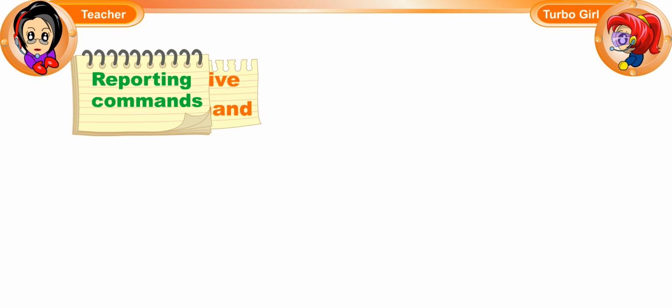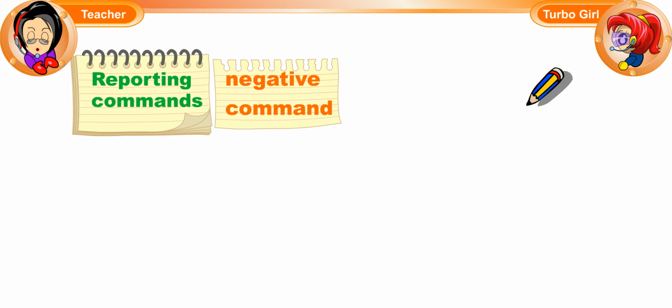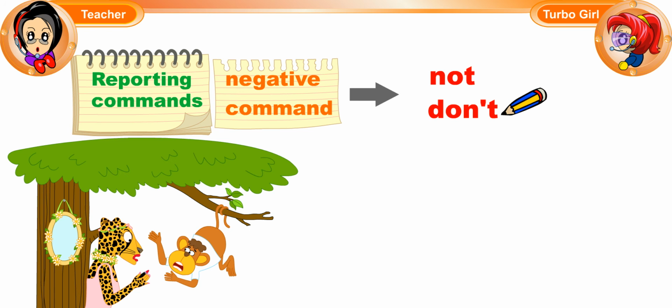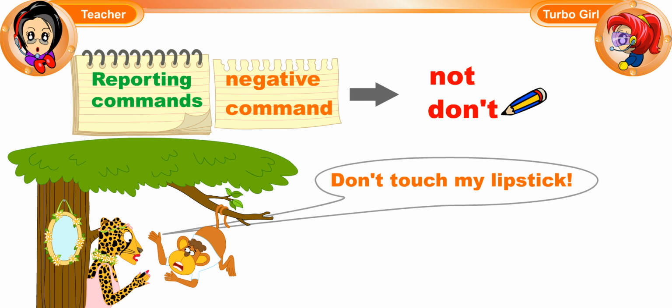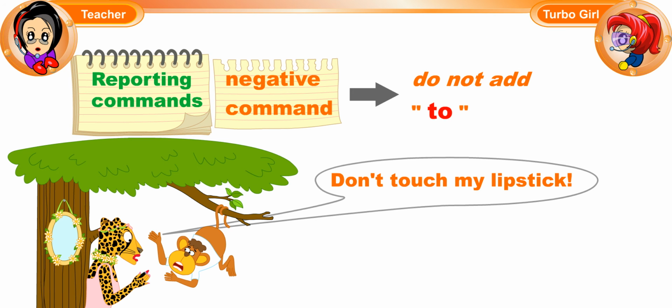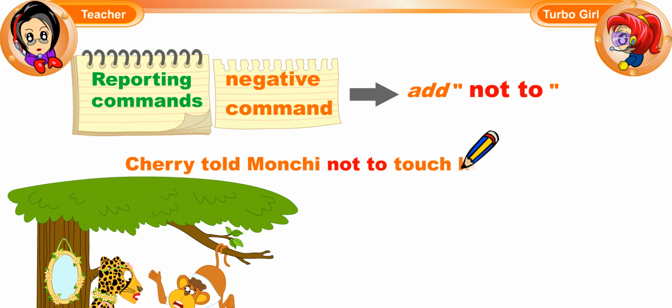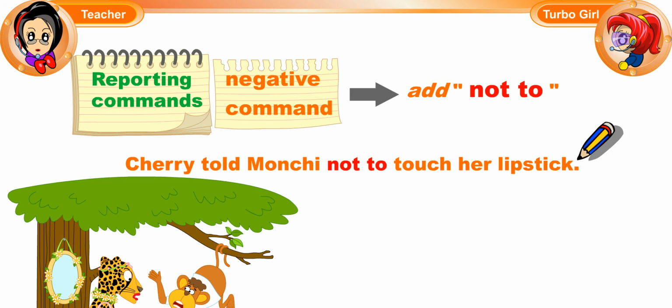If the command is a negative command with the word not or don't, for example, Cherry told Monchi, "Don't touch my lipstick," then we do not add to in the reported command. Instead, we add not to. So the reported command will be, Cherry told Monchi not to touch her lipstick.